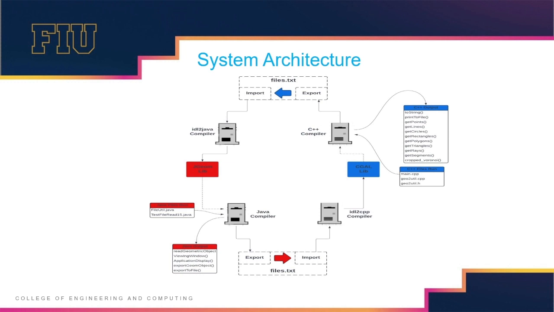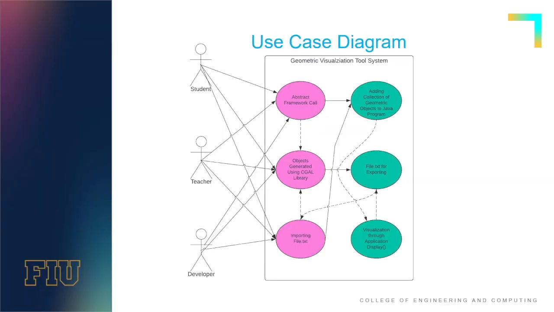Here we see the system architecture for our project. This is used here as a loop. We see here the spitting it out from export to import and vice versa on each side, from C++ to Java or vice versa from Java to C++, and the use of each library in this and what it's outputting and what it's importing.